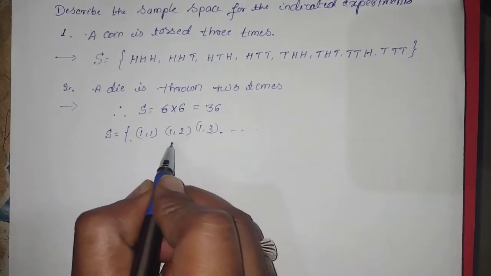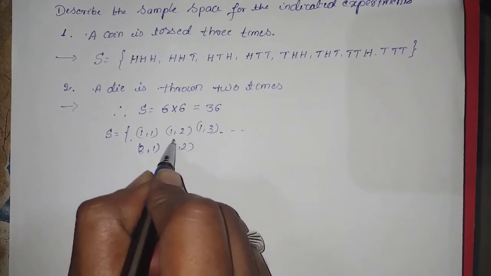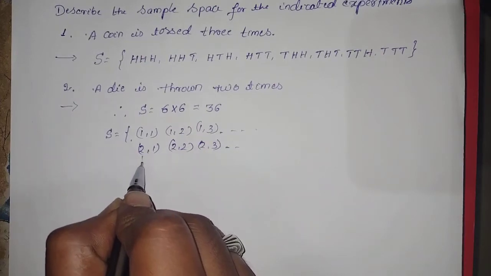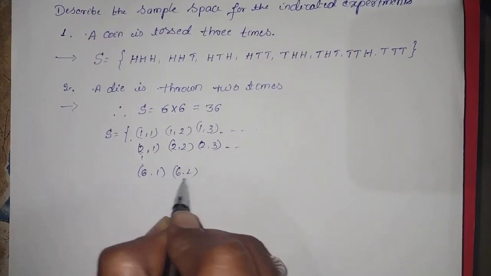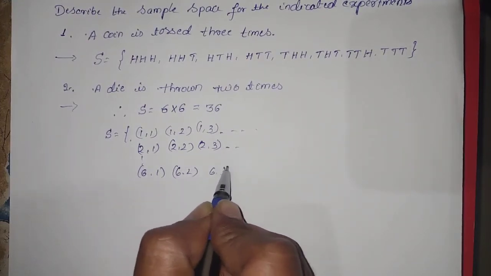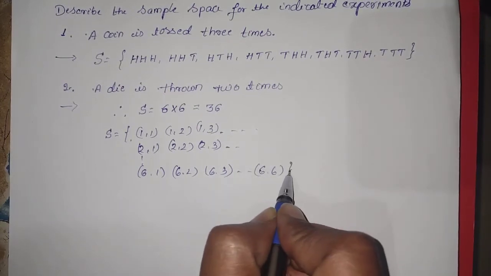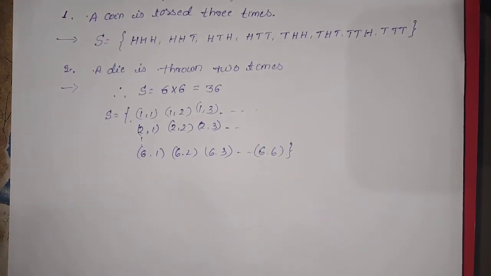First you pair with 1. After that 2 comma 1, 2 comma 2, 2 comma 3 and so on, up to 2 comma 6. Similarly, up to 6 comma 1, 6 comma 2, 6 comma 3 and so on. Where does it end? Up to 6 comma 6. Totally how many results will we get? 36 results. Understood how we get 36 results? Okay. Next we go for the third question.